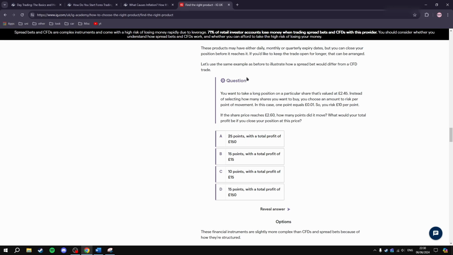If the share price reaches 2.60, how many points did it move? 60 minus 45, it moved 15 points. What would your total profit be if you close your position at this price? So 15 points, each point is worth £10. 15 times 10, 150.